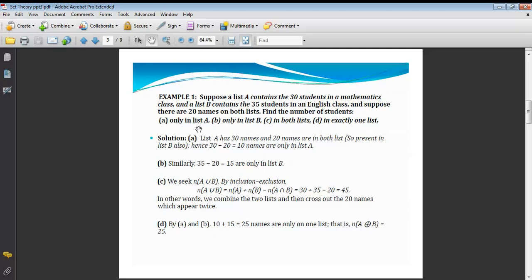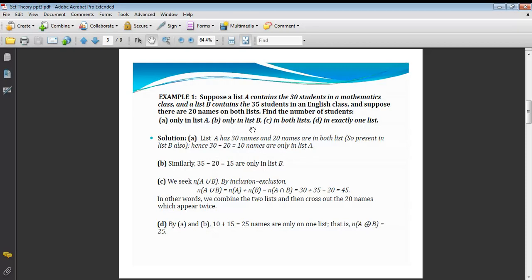First of all, we are taking the part in which we have to find the number of students only in list A. Now look, since list A has 30 names, and 20 names are in both lists, that means they are present in A and B both. Since we have to find the names included only in list A, we have to remove those common elements. So we subtract the 20 elements which are also present in B, that is 30 minus 20. So 10 names are only in list A.